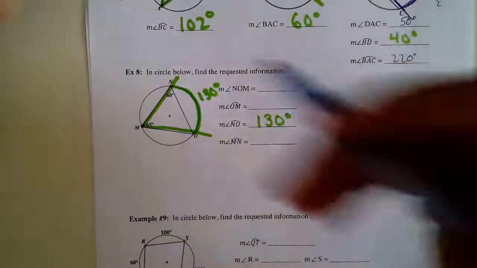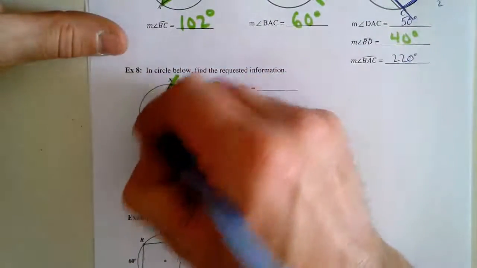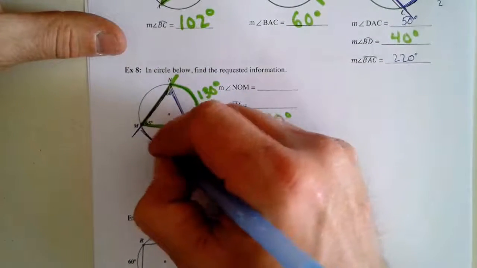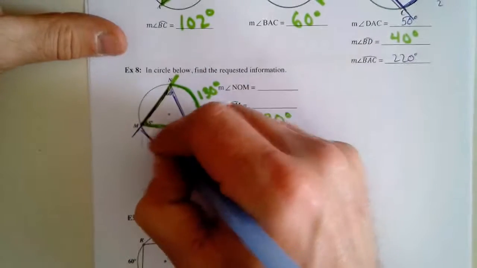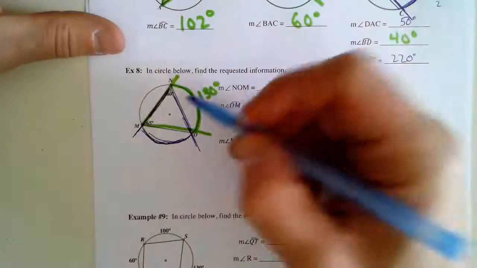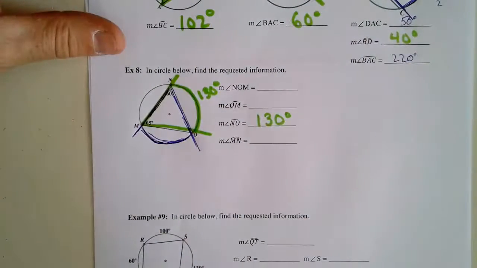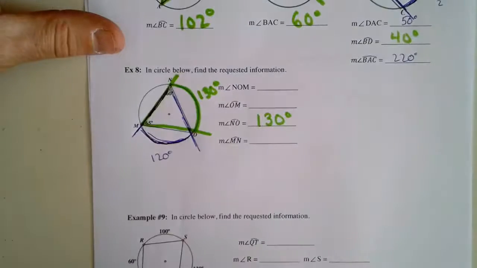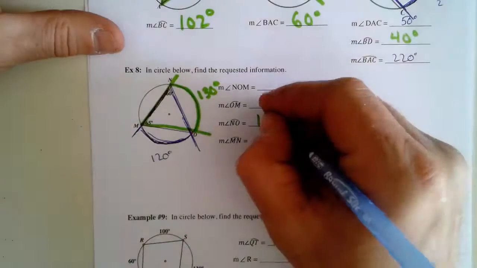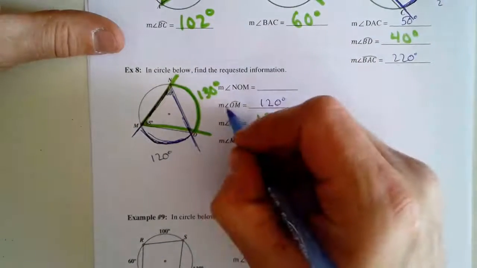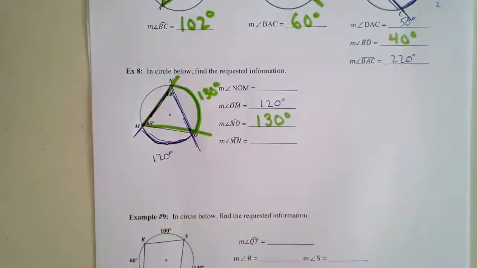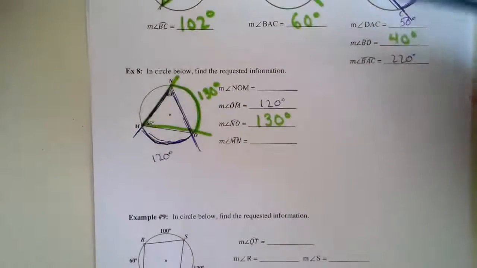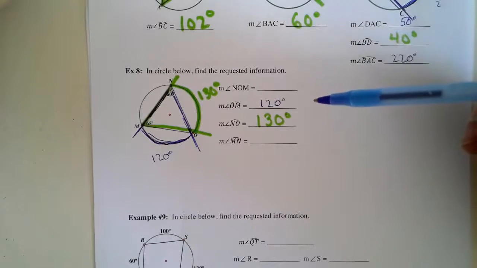Now let's trace the 60 and see what happens. When I trace the 60, it opens up to this arc right here. Again, the inscribed angle is half the arc that it subtends or intersects. So I'm going to double it to get 120. So the measure of the arc ON is 120 degrees. Okay, what's left over? We have to get angle NOM.